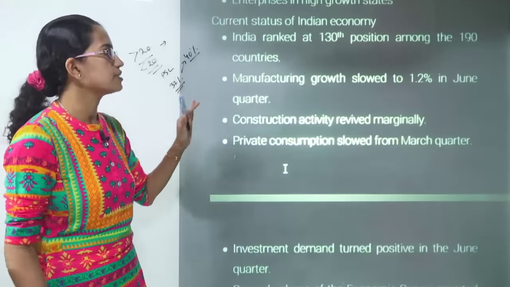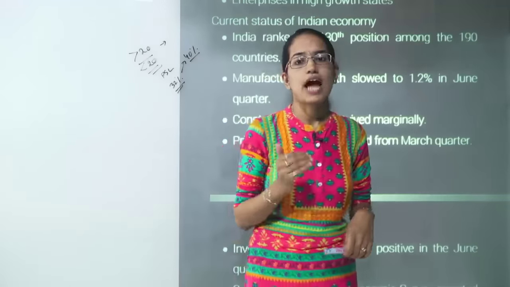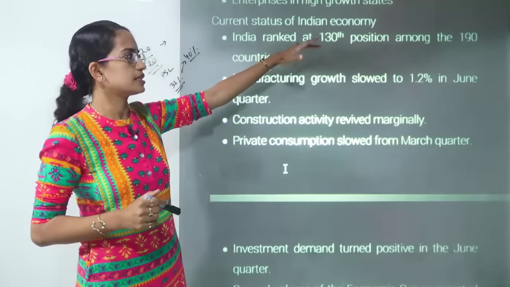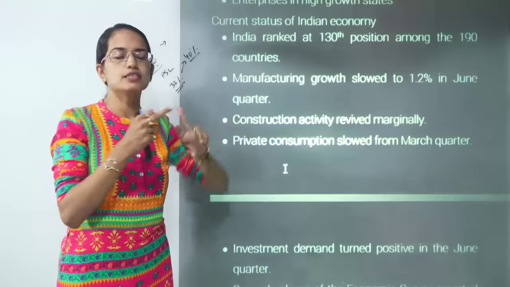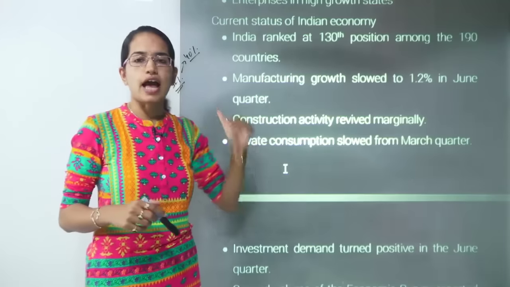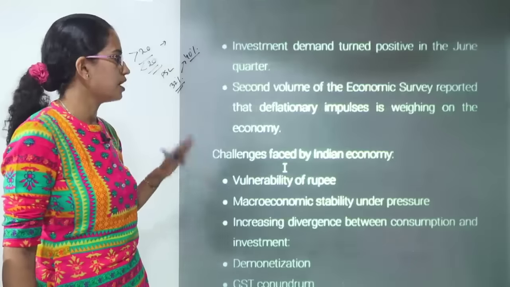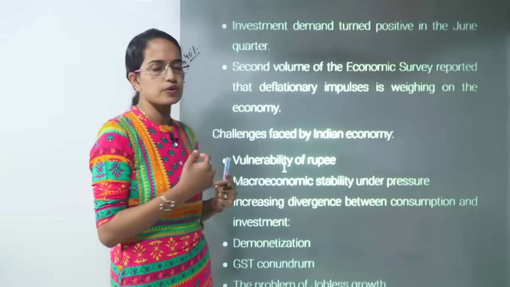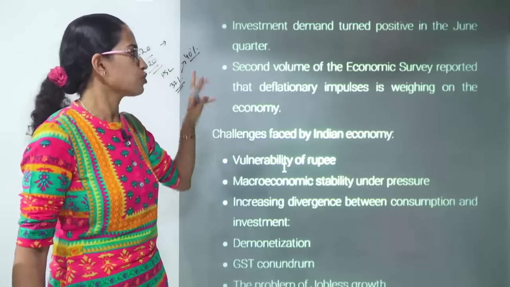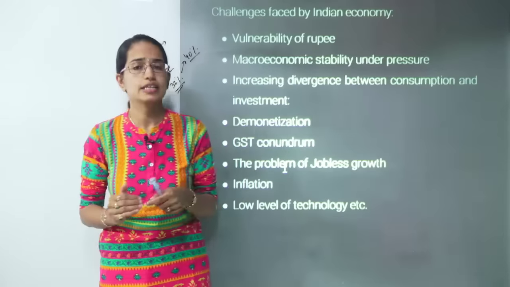The next is the status of the Indian economy. India ranks 130 among 190 nations, which is far behind, and we aim to increase this ranking. So what we have to focus on is the manufacturing sector and the service sector. Currently, the manufacturing sector and the construction sector have shown a slump or decline, and the second volume of the Economic Survey has also shown deflationary impulses. So both of those have been major factors affecting the Indian economy.